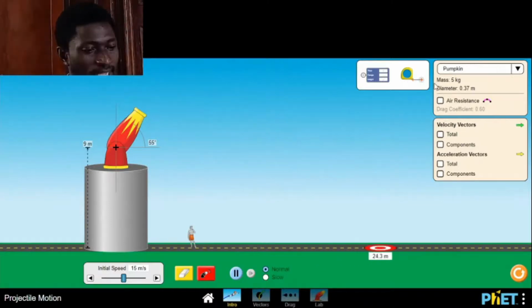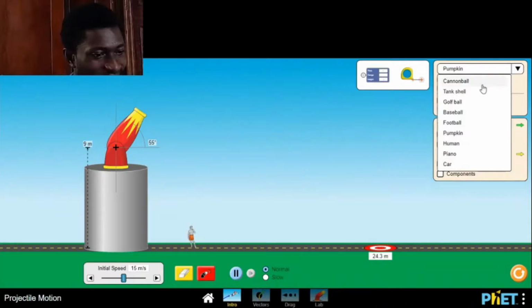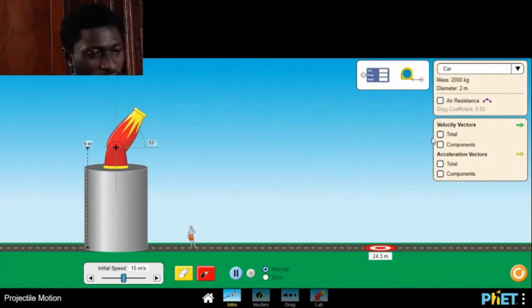So maybe the mass of what we're going to be launching, I'm not going to be using a pumpkin. If you look at the top right corner of the simulator, we have a pumpkin. I'm not going to use a pumpkin. We have other objects we can launch through the cannon launcher, and I'm just going to go straight down to car. So I'm going to be launching a car. The mass of the car has been set to 2,000 kilograms, and the diameter of it is 2 meters. I'm going to leave the air resistance the way it is, and we're going to play around and see what it's going to look like.